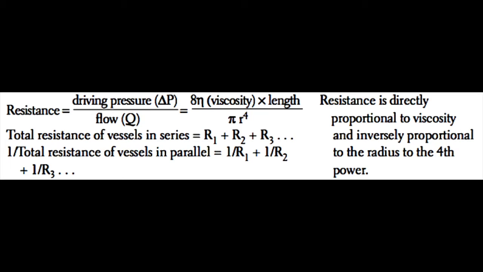In order to calculate the total resistance of different blood vessels in series, you should simply add the different resistances, resistance 1 plus resistance 2, and so forth. However, to calculate the total resistance of blood vessels in parallel, you have to take the inverse of the sum. That is, 1 divided by the total resistance is equal to 1 divided by resistance 1 plus 1 divided by resistance 2, and so forth.